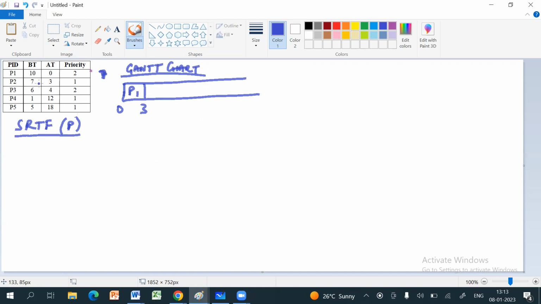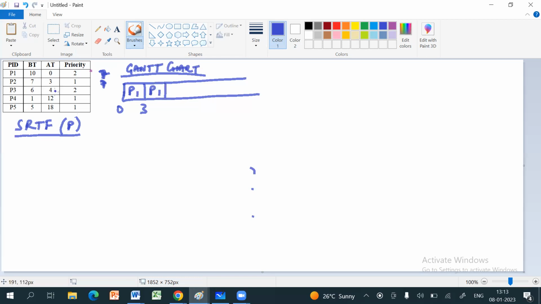And P2 has interrupted at time 3 with a burst time of 7. Now both have the same remaining time. We are supposed to schedule shortest remaining time first, but both have the same remaining time. So when there's a tie, we go back to the basic method, first come first serve. P1 arrived first, so P1 will be given a chance to continue.